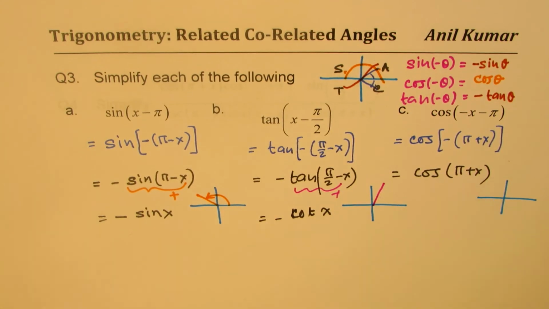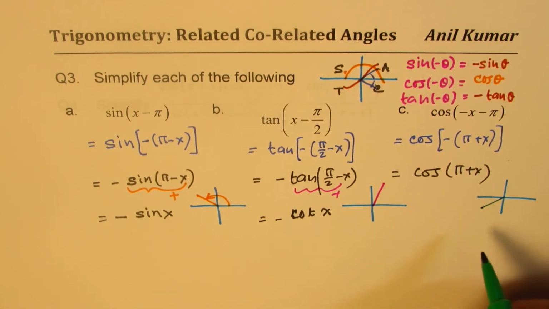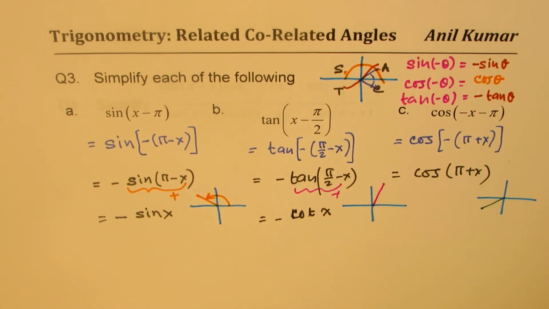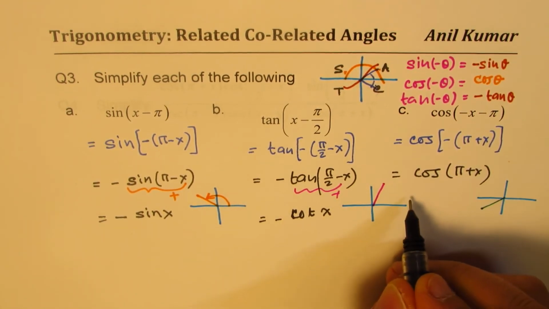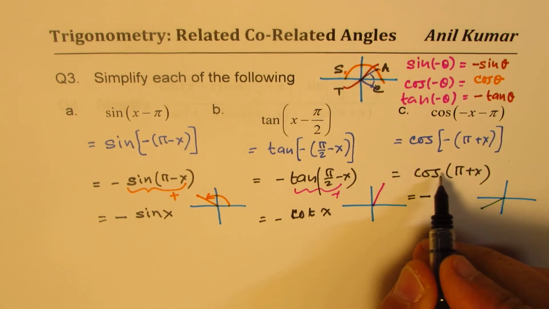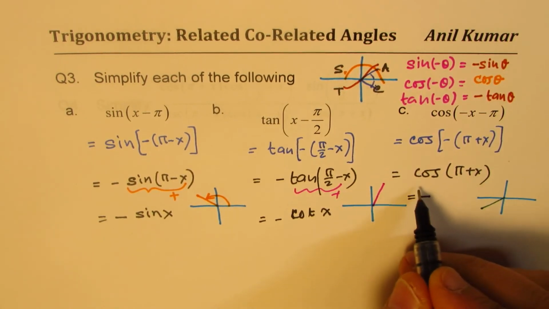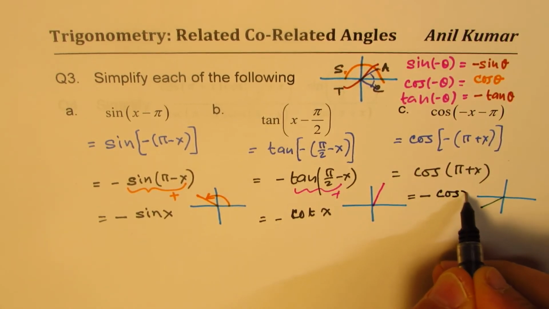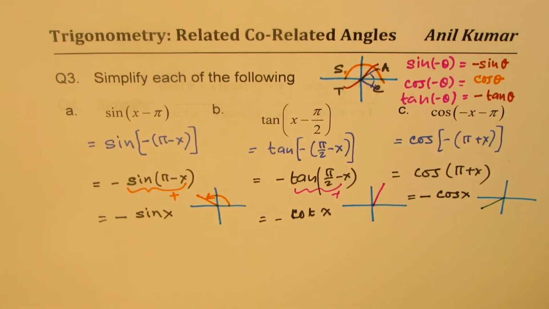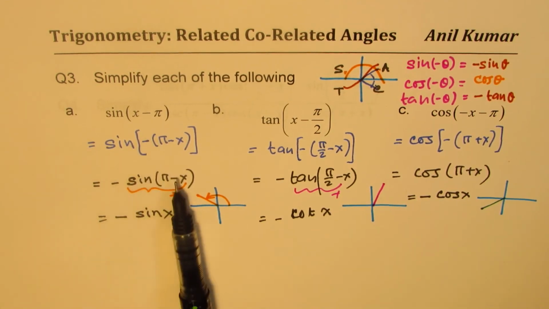Now the last one here is pi plus x. Now pi plus x means you are in quadrant 3 where cos is negative. Since cos is negative, we write negative here. Since it is pi plus or minus, it becomes cos of x. So that becomes your equivalent expression. Perfect. So do you see how these 3 steps help us to get the right answer?